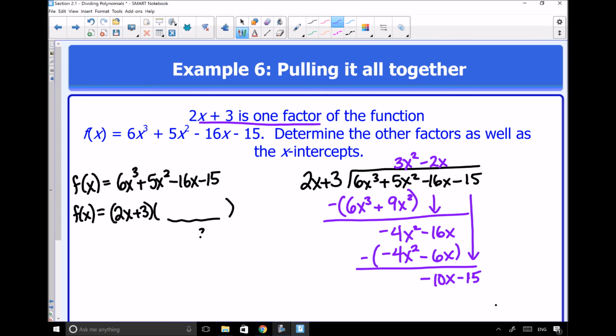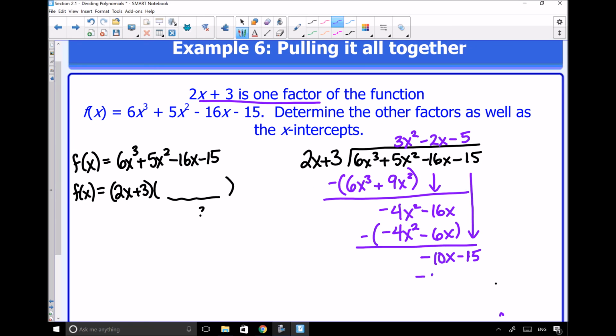How many times does 2x go into negative 10x? It goes in negative 5 times. So negative 5 times 2x should give me negative 10x. And then negative 5 times 3 is negative 15. This looks promising because they are identical. When I subtract them, I end up getting a remainder of 0, which is exactly what I want. So I know that what goes inside of these brackets right here is 3x squared minus 2x minus 5.